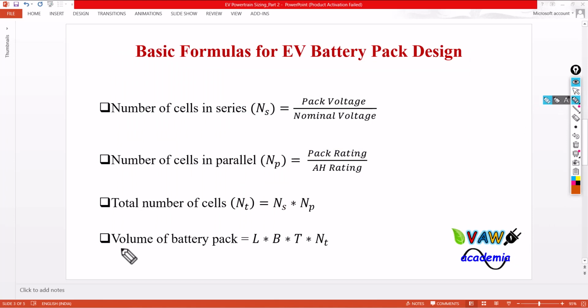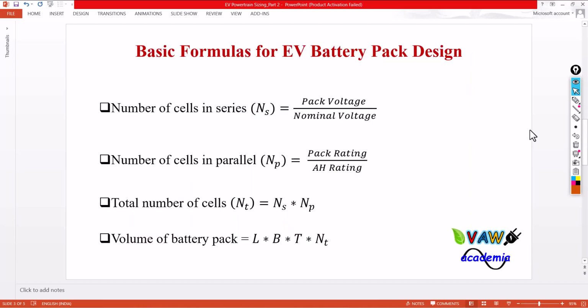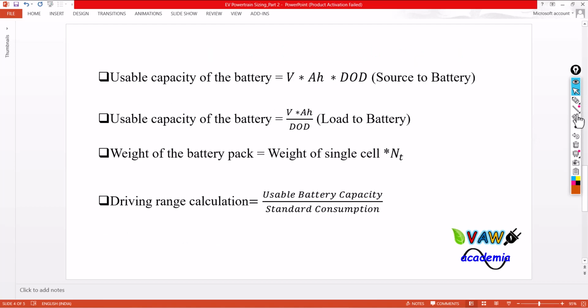You can easily calculate the battery pack volume because the length, breadth and thickness are given, which will give you the total volume of the battery pack. In this case, the cell dimensions are given only in millimeters. We normally represent the battery pack volume in liters, so you have to convert millimeters into liters. That we'll do in the simulation. Second, you have to calculate the usable capacity of the battery. This is very important in this case.